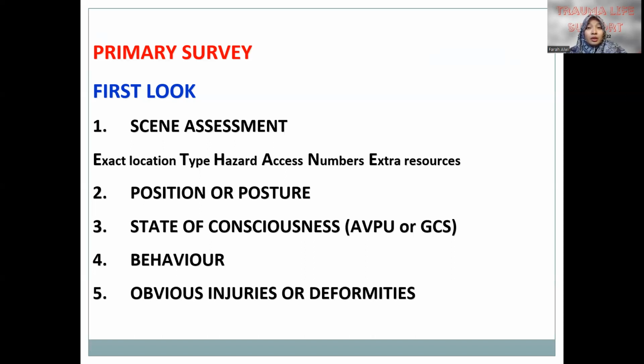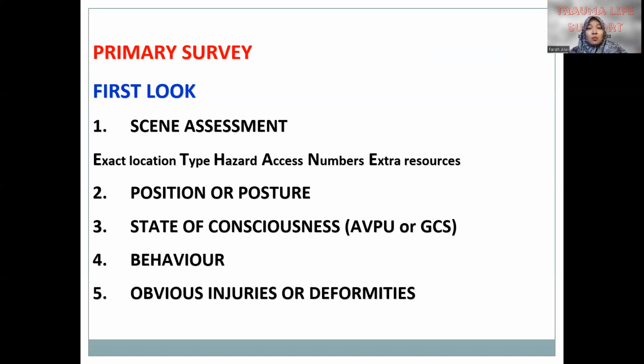Type. Identify what type of trauma it is. Is it a collapsed building? Is it a burning building? Is it a boat karam? Is it a bus jatuh dalam gaung? You have to describe what type it is.